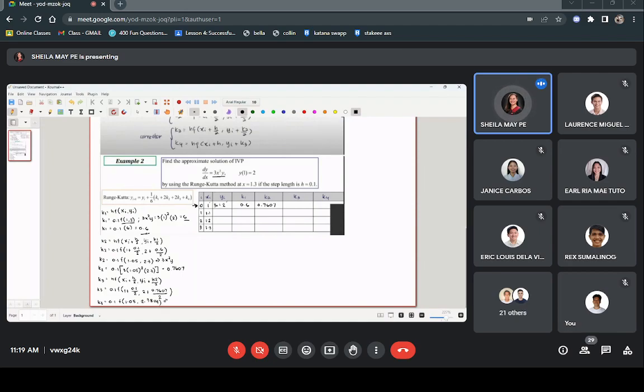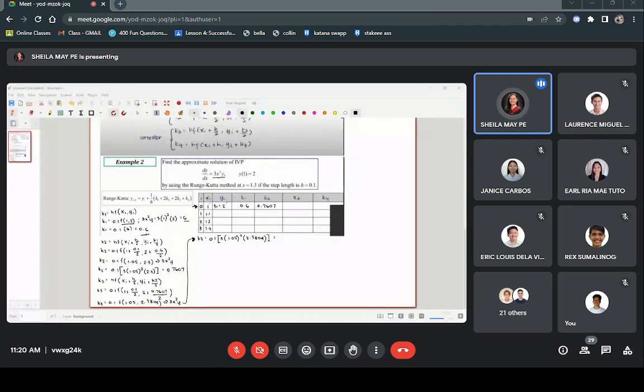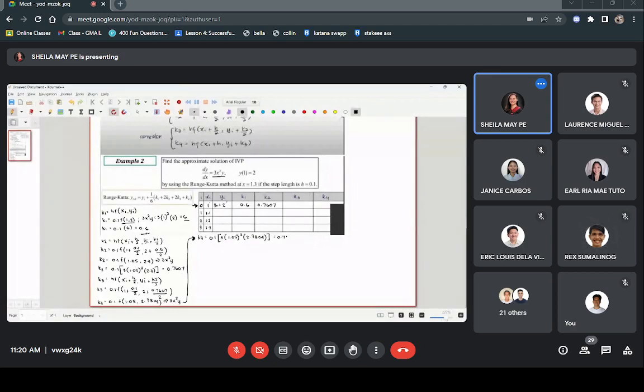That's our function. And then you need to substitute it into 3x squared y. Okay, so K3 equals 0.1 times 3 times x, which is 1.05 squared, times 2.3804. Okay, 0.7873. Okay, we already have our K3. Now let's proceed to our K4.